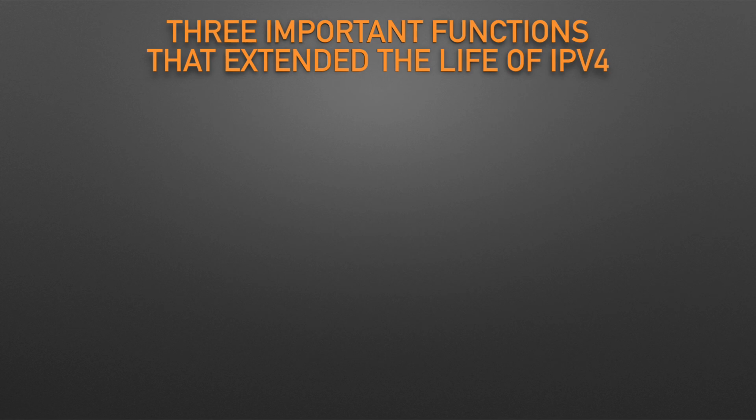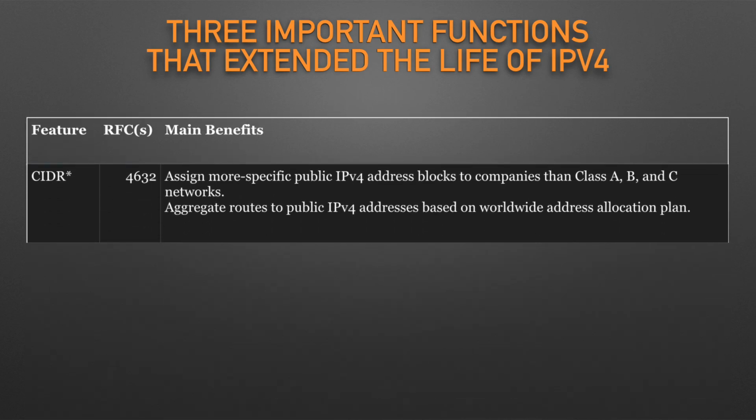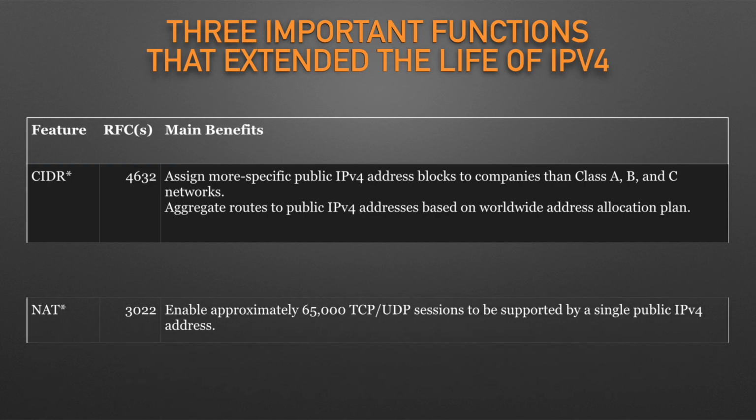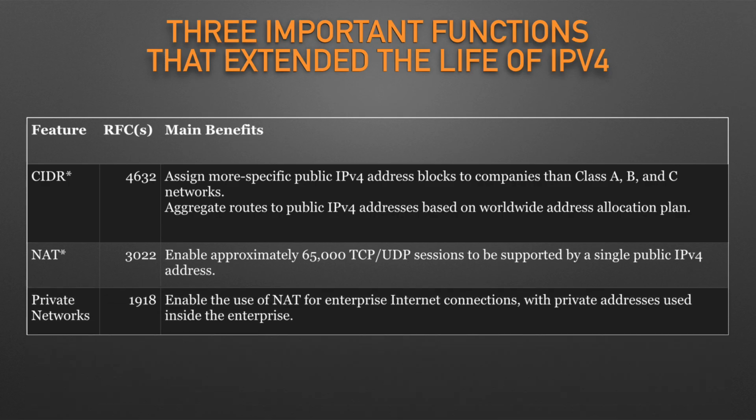What are the 3 functions that extended the life of IPv4? CIDR: assign more specific public IPv4 address blocks to companies than Class A, B, and C networks. Aggregate routes to public IPv4 addresses based on the Worldwide Address Allocation Plan. NAT: enable approximately 65,000 TCP/UDP sessions to be supported by a single public IPv4 address. Private networks: enable the use of NAT for enterprise Internet connections, with private addresses used inside the enterprise.